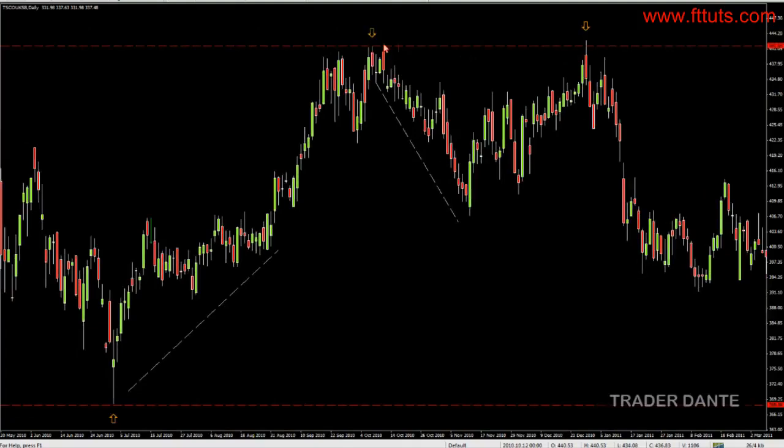Now, I call this the swing failure pattern because basically what's happening is that a swing is failing. The market is failing to take out a prior swing point.